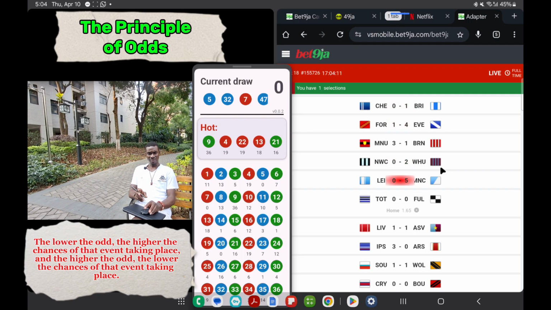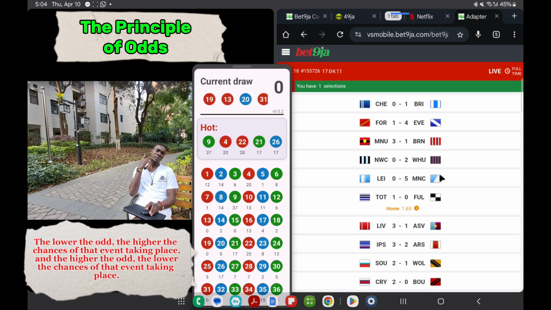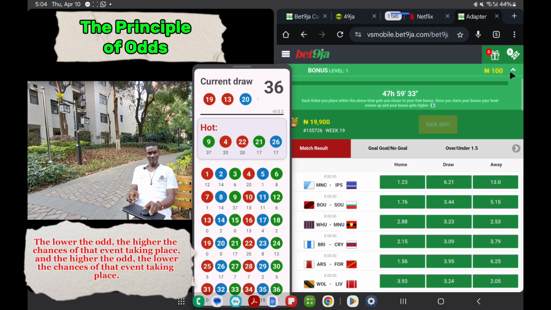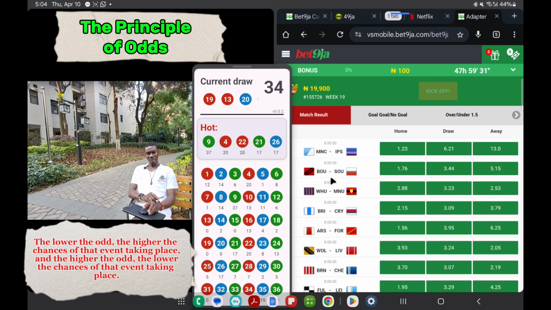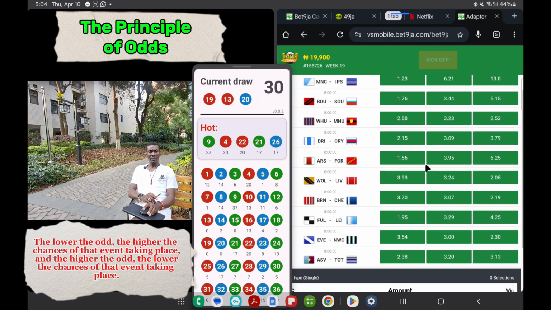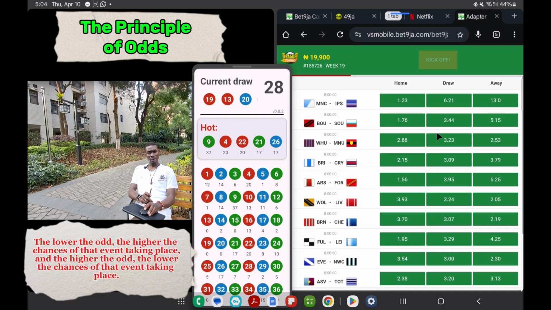Okay, so we made the win. Now that we have made a win, in the next league, let's look. Now we can keep repeating the same pattern over and over again.